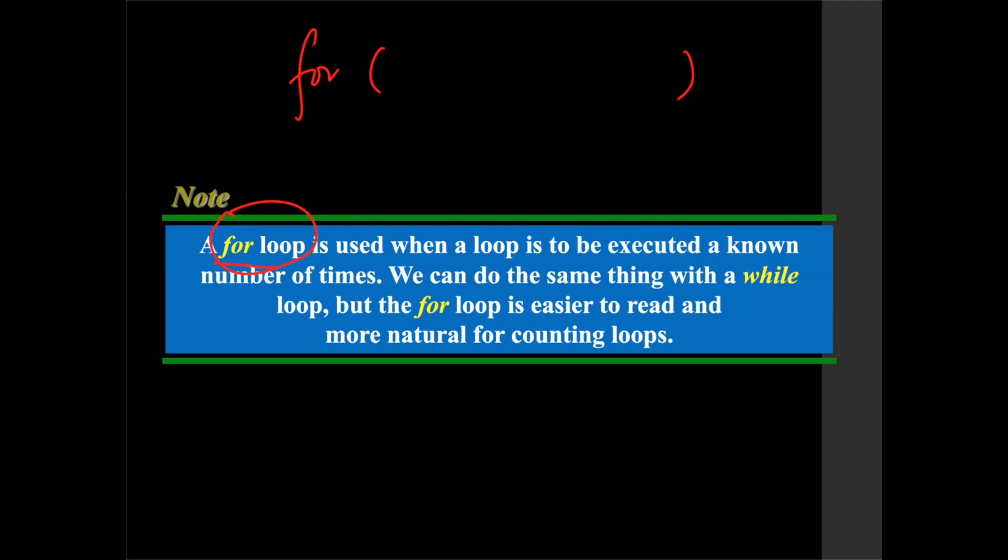Instead of using while, you say for, and then there are actually three expressions here: first one, second one, and third one. Notice that there's a semicolon here, which ends expression number one. The second semicolon ends expression number two. You don't actually need a semicolon for the third one. The very first one is what we call initialization.